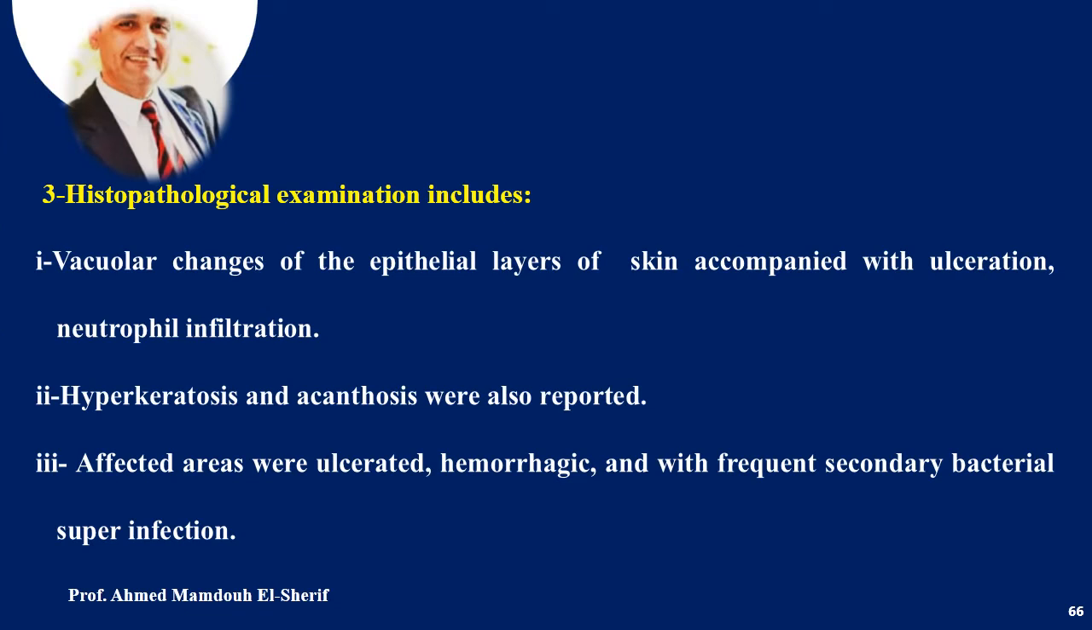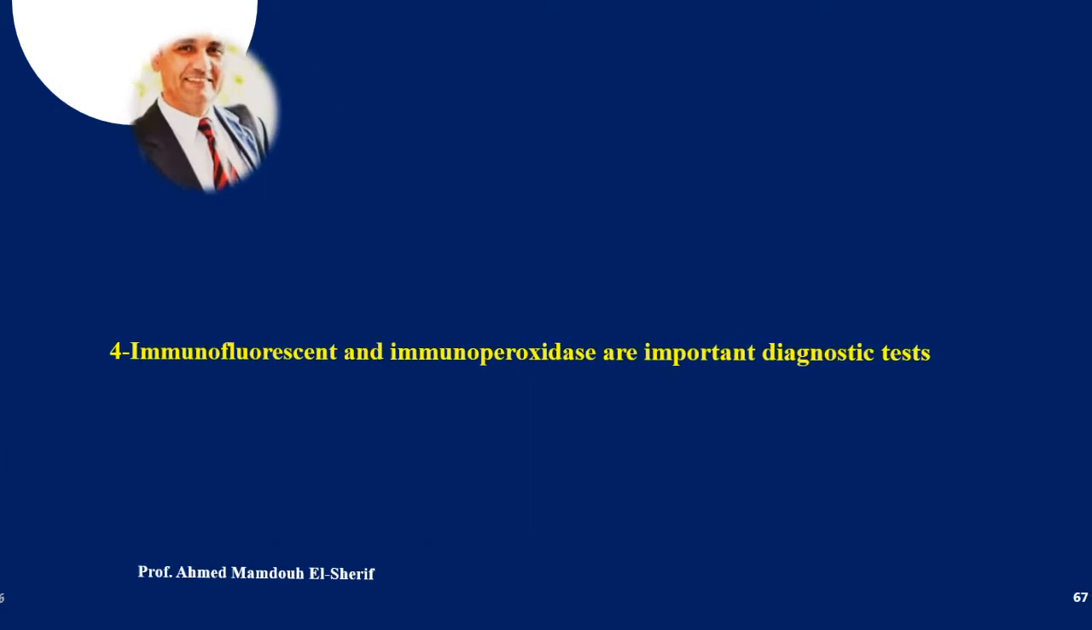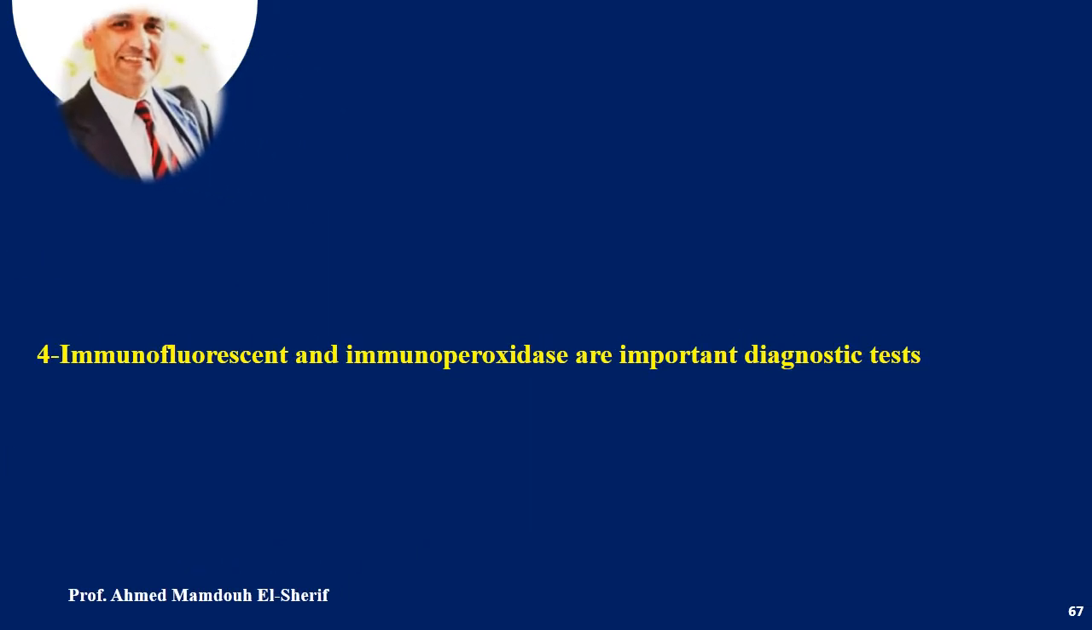Histopathological examination. Vascular changes of the epithelial layers of skin accompanied with ulceration and neutrophil infiltration. Hyperkeratosis and acanthosis were also reported. Affected areas are ulcerated and hemorrhagic, with frequent secondary bacterial superinfection reported. Immunofluorescence and immunoperoxidase are important diagnostic tests for camel contagious ecthyma disease.